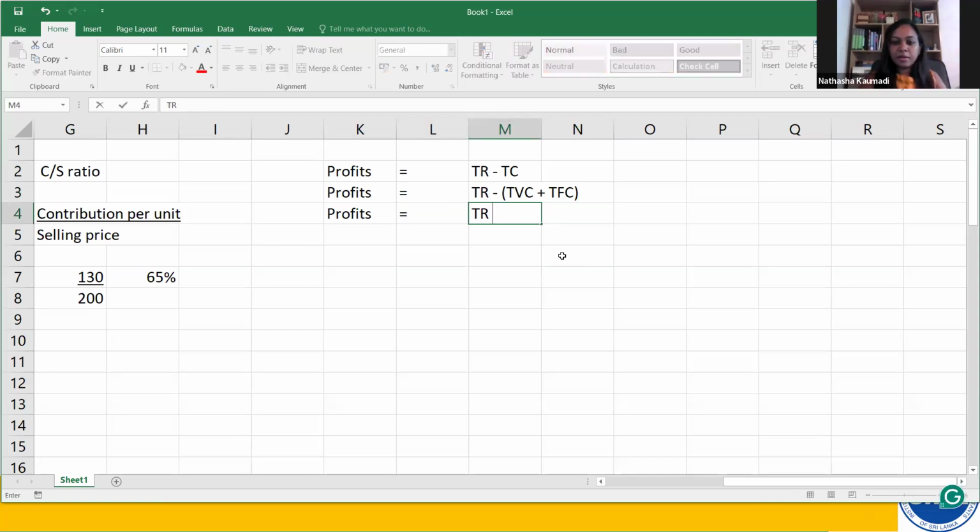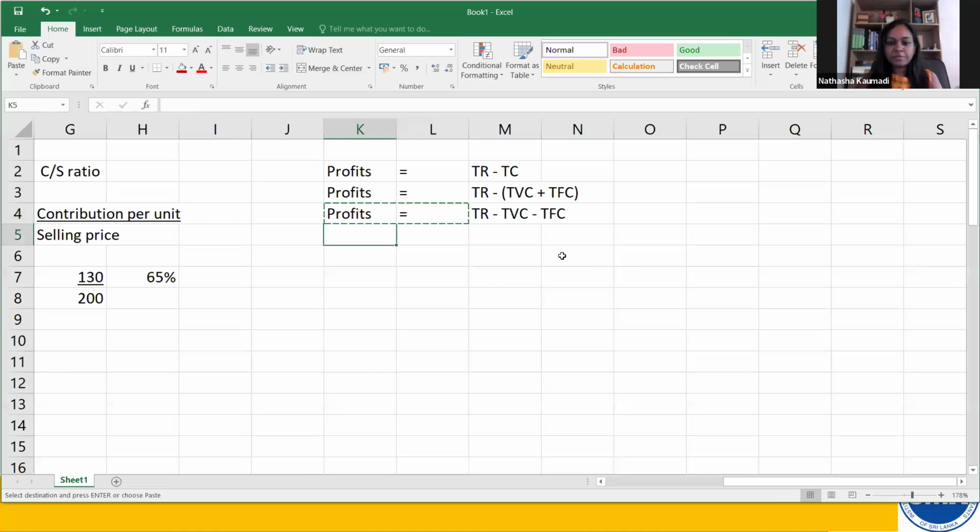Now I remove brackets. TR minus TVC, minus TFC. So from total revenue, you remove total variable cost, you remove total fixed cost, you have profits. That means you remove your total cost from the total revenue. You ended up having profits. I'm changing the order now.